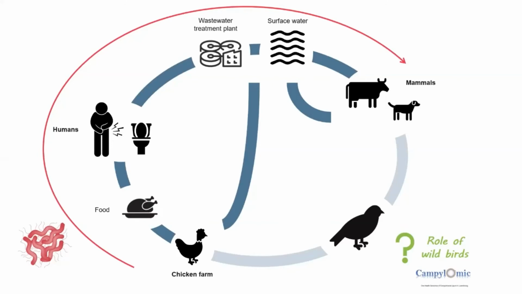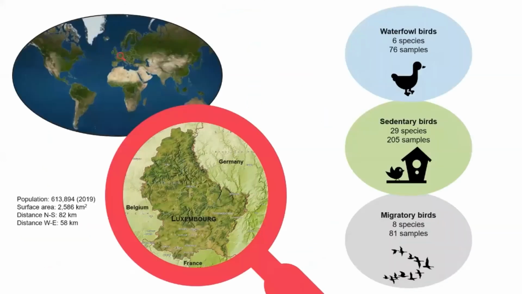The aim of the Campylomake project is to assess the carriage of Campylobacter genotypes in wild birds to enhance our current understanding of this transmission pathway and the geographic spread of some genetic lineages of clinical Campylobacter. More than 300 wild birds were collected in Luxembourg since 2019 from 43 species, including resident, migratory, and waterfowl birds. In parallel, several surface waters in Luxembourg were also sampled to investigate their contamination by the same strains as wild birds.